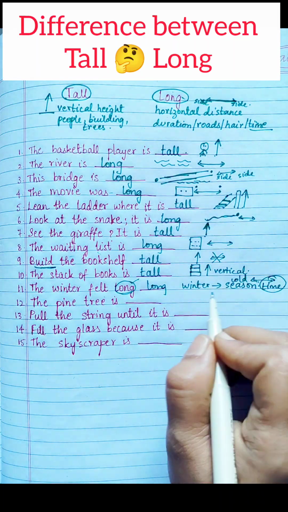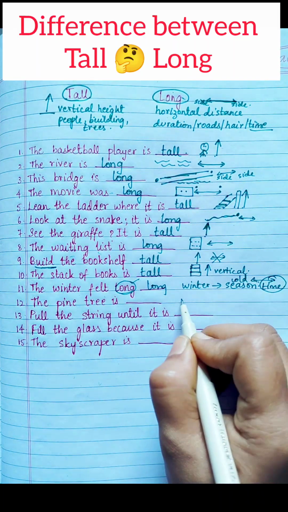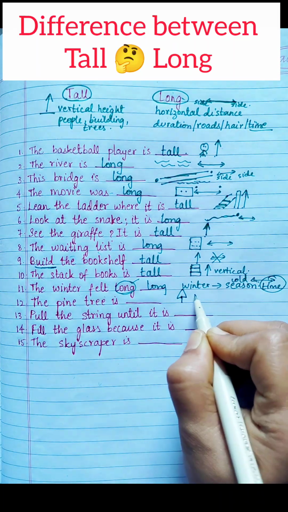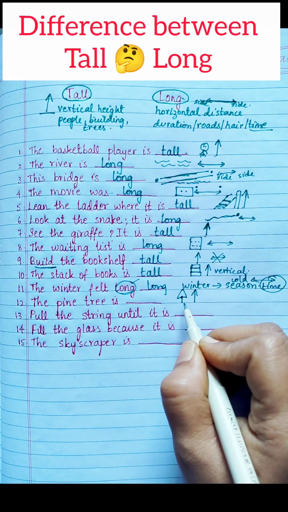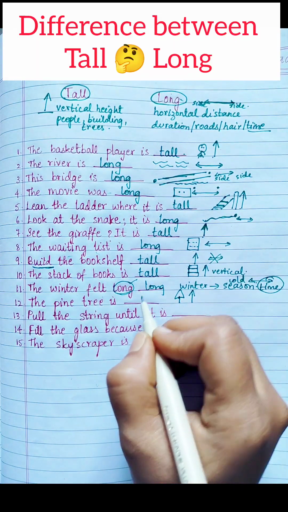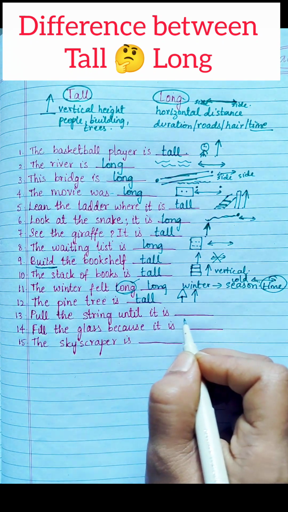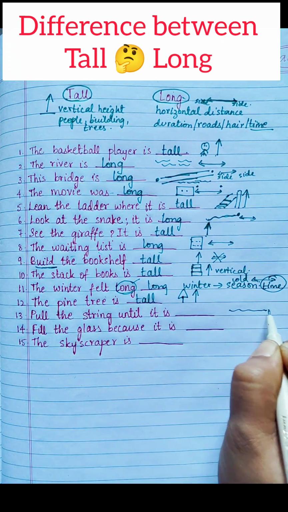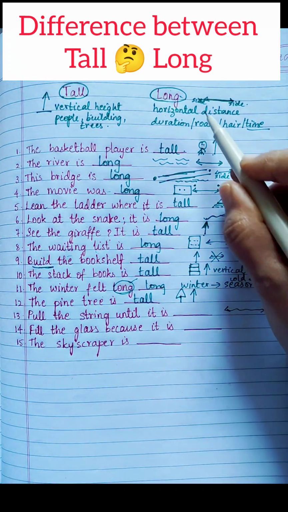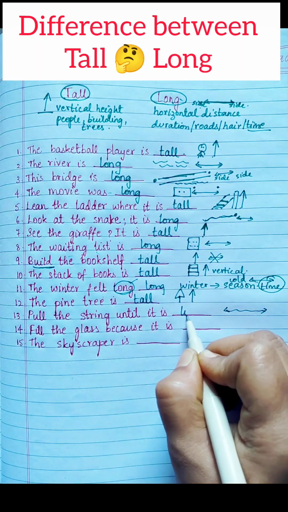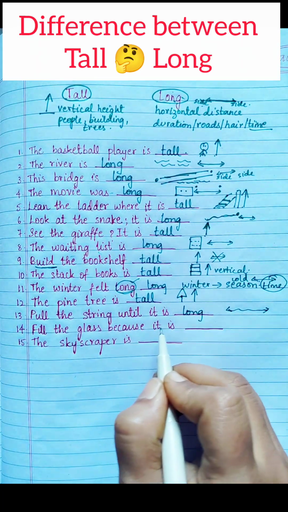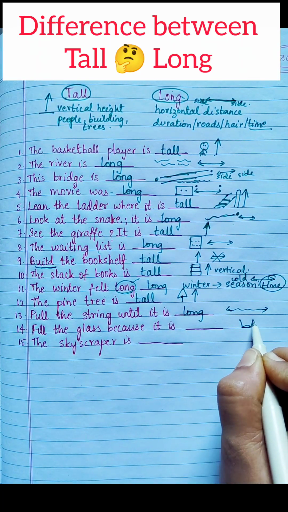I hope it's clear. Next, the pine tree is blank. Here is a pine tree. Height is measured vertically. It is not measured horizontally. So we go with tall. The pine tree is tall. Next, pull the string until it is blank. Here is a string. It is measured horizontally, of course, from one side to another side. So we use long. Pull the string until it is long.